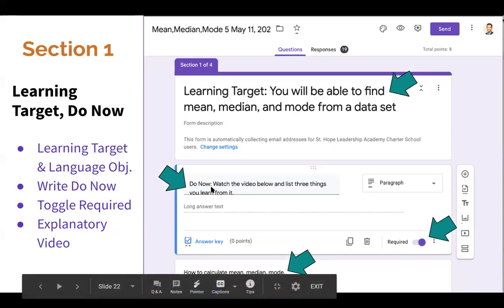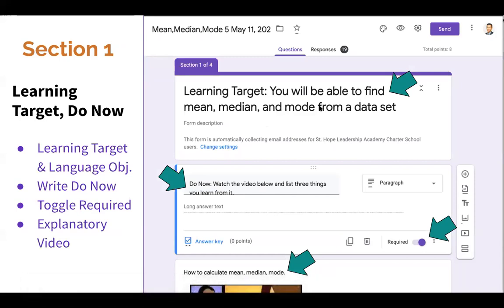All right, in section 1, you want to have the do now here with your learning target. The learning target could have a language objective with it. I usually put that in, and a language objective would be like, okay, you will be able to find the mean, median, mode from a data set and express it in a sentence. The expressing it in a sentence would be the language objective.